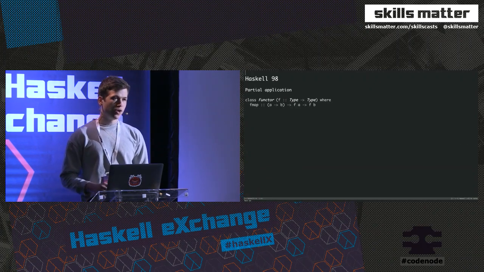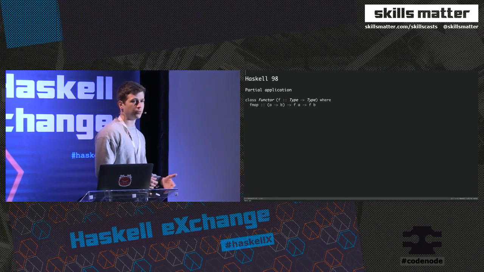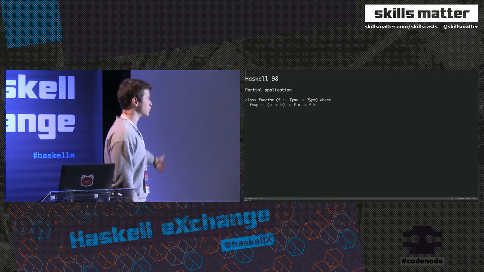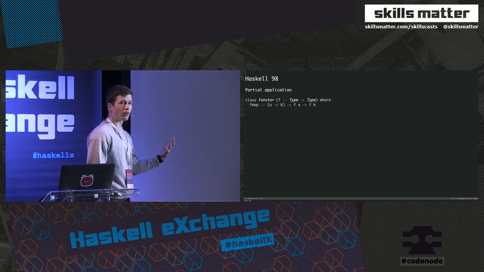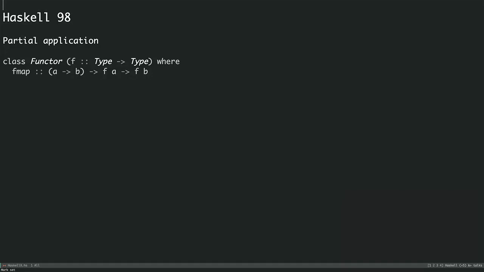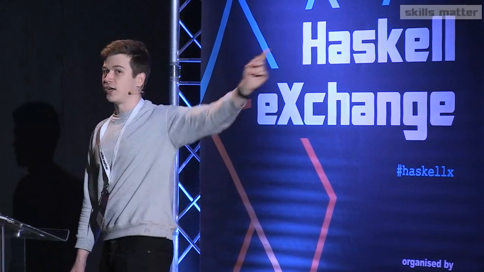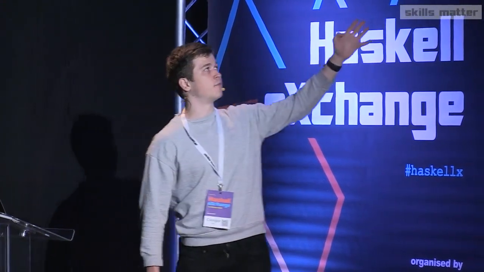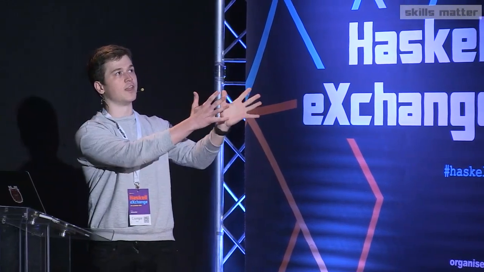Now, why am I talking about partial application of type constructors? It turns out that we use this partial application all the time whenever we're writing everyday Haskell. For example, the Functor type class, which I'm sure everyone's familiar with. The Functor type class is a higher-kinded type class because it ranges over type constructors, or types of kind Type to Type. And it has this fmap function that takes a function a to b and gives us back a way to transform an f of a into an f of b.